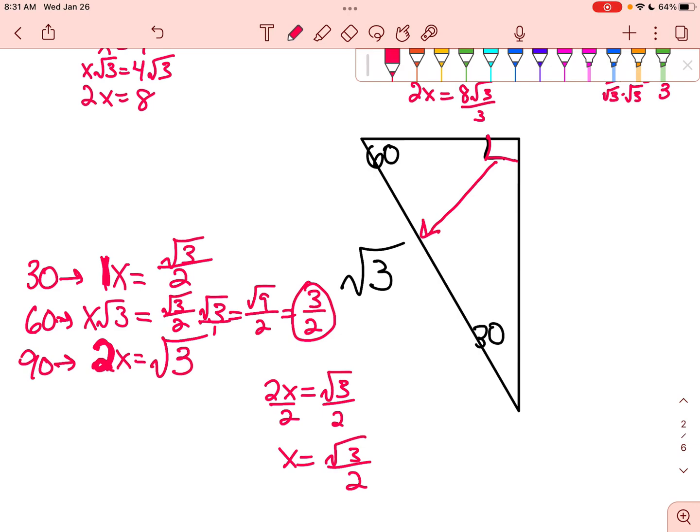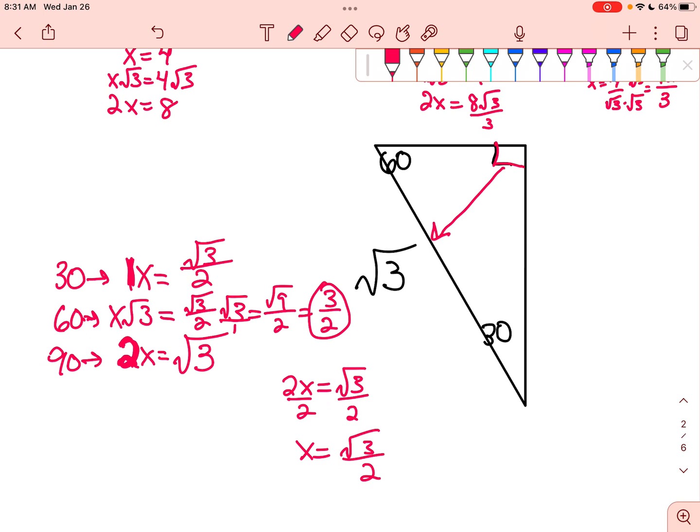So you can go ahead and put your missing sides in. You know that the side across from the 30-degree angle is root 3 over 2, and you know the side across from the 60-degree angle is 3 over 2. Filling in those missing sides.